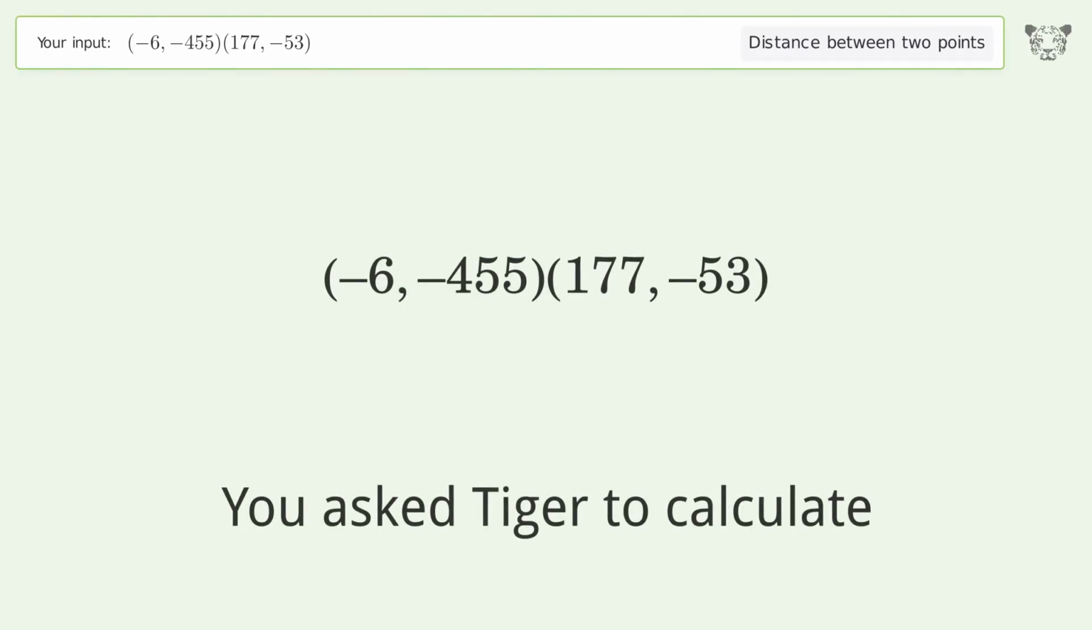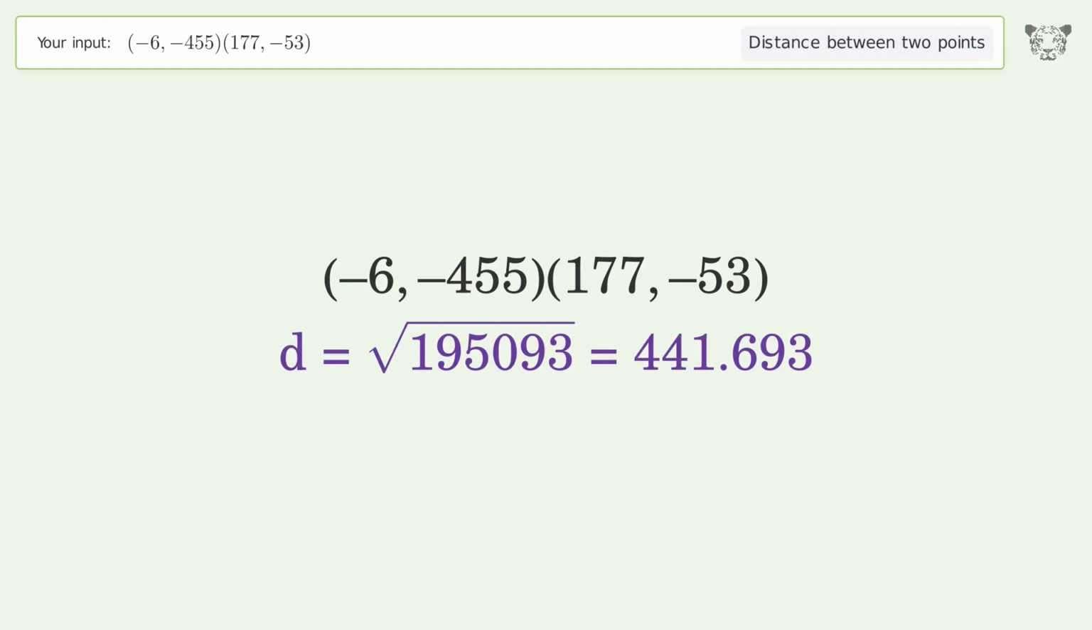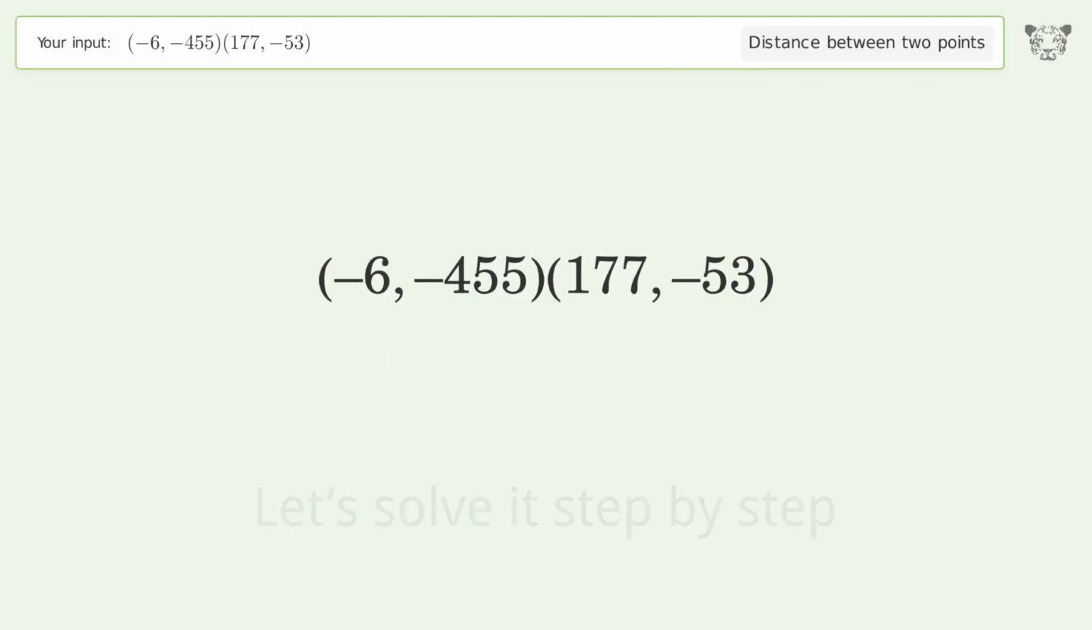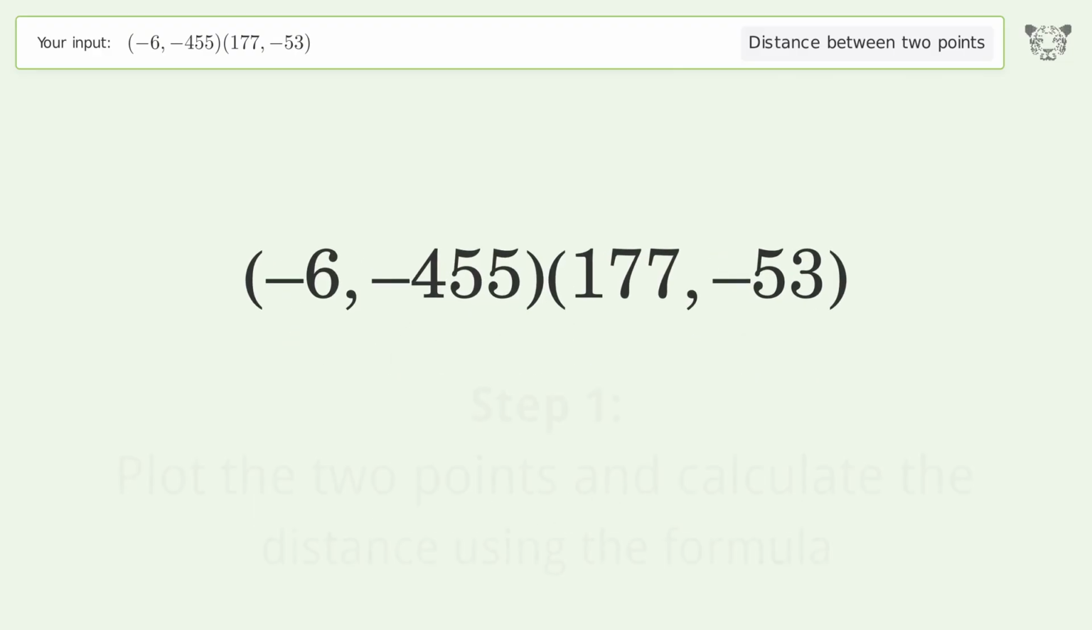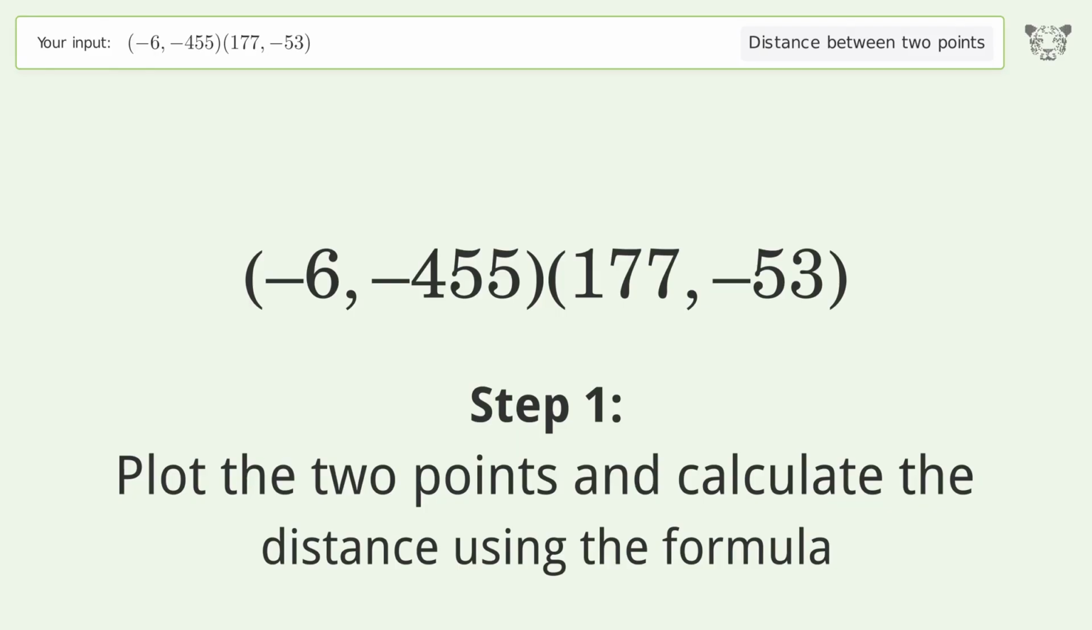You ask Tiger to calculate. This deals with the distance between 2 points. The distance between the 2 points is the square root of 195,093, or 441.693. Let's solve it step by step. Plot the 2 points and calculate the distance using the formula.